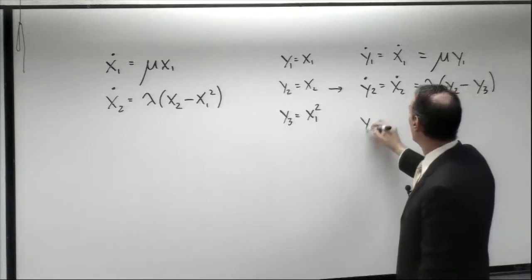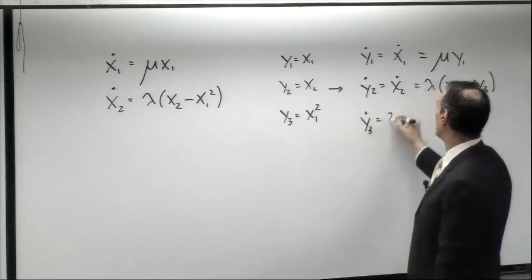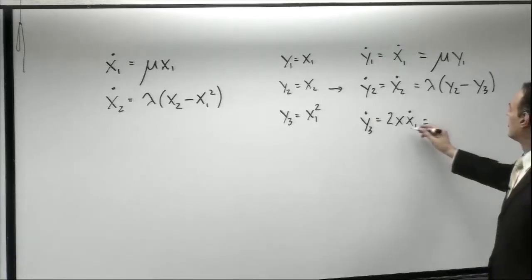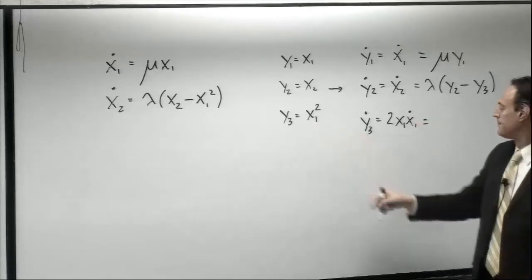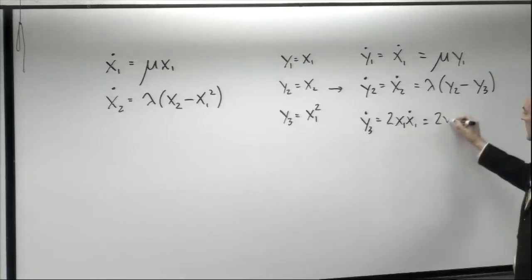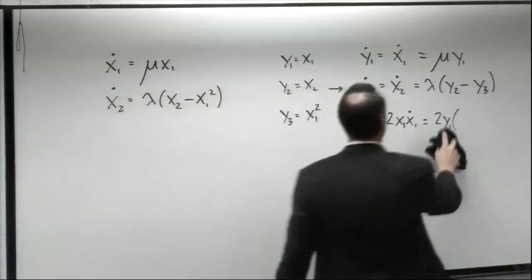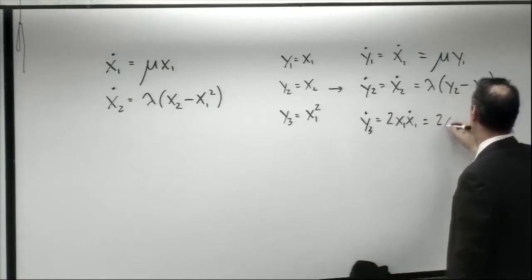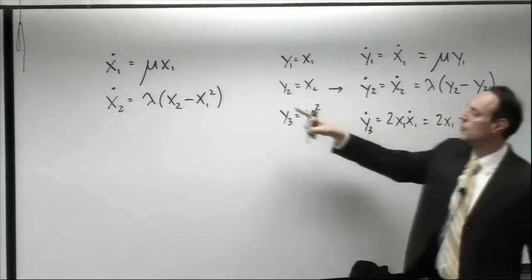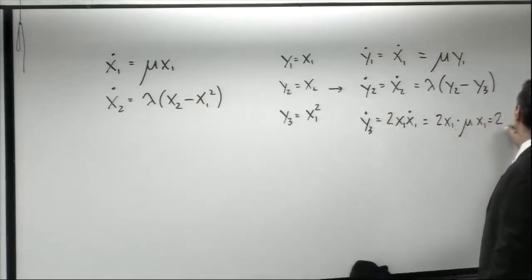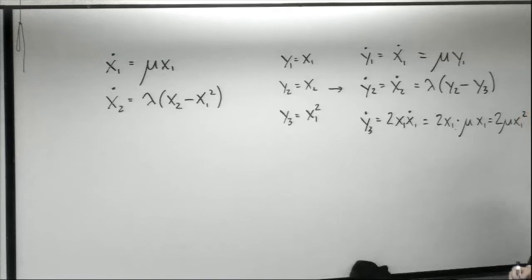Now, let's think about what y3 dot is. So that's 2 x1, x1 dot. Everybody hopefully will agree with that little super sweet chain rule. Let's just do this all up. So 2 x1, what's x1 dot? Well, x1 dot is right there, mu x1. Which is equal to 2 mu x1 squared. Hey, what's x1 squared? Y3.